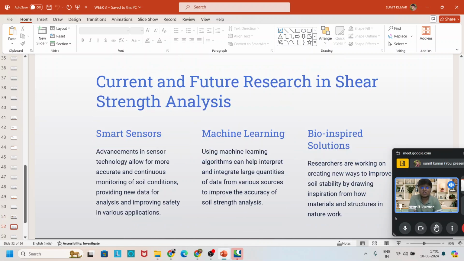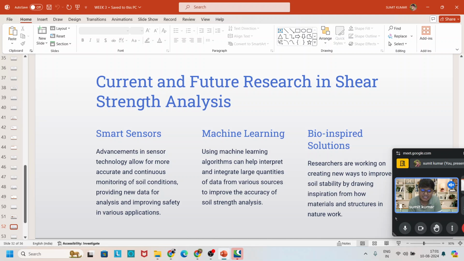Okay. Now we talk about the current and future research in shear strength analysis. Some of the smart sensors, the advancement in sensor technology, allow for more accurate and continuous monitoring of the soil condition, providing new data for the analysis and improving safety in various applications.